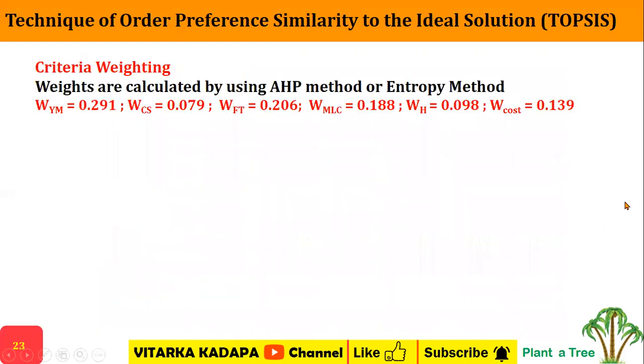Next I am going to the second step. The second step is nothing but we have to estimate the weighted normalized matrix. How will I estimate the weighted normalized matrix? The weights which I am considering here, because this is data I have collected from a particular journal paper, are the standard weights. But in our case, we have to use the AHP method or entropy method or some other method which is feasible for us, and calculate the weight for Young's modulus, weight for compressive strength, weight for fracture toughness, weight for cost. Like that we have the values.